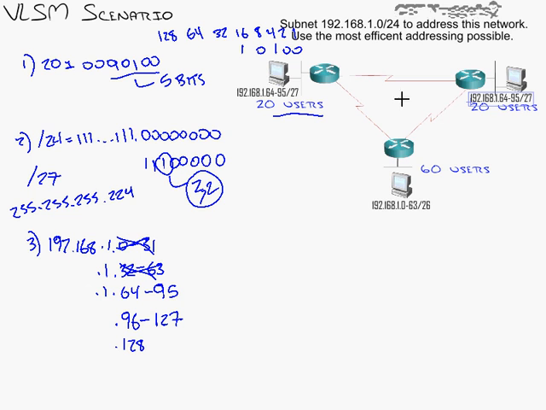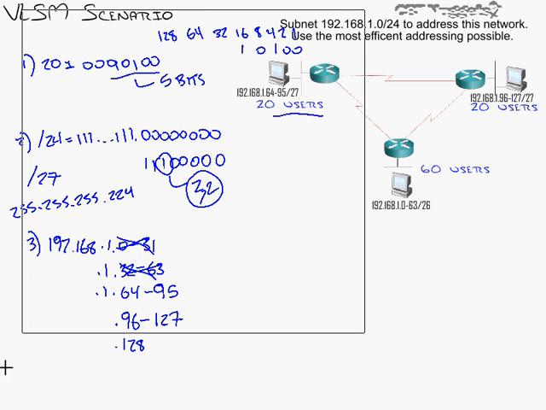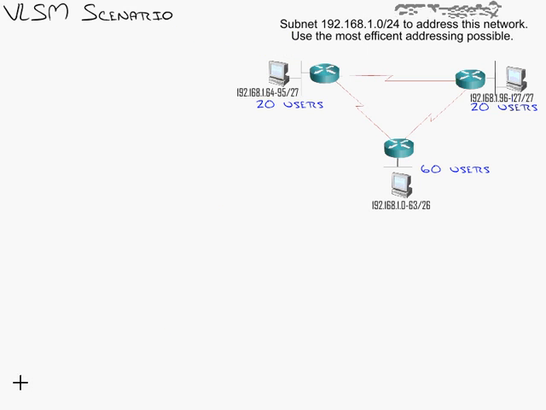And then I'll assign that second range over here to these 20 users. This will be 192.168.96 through 127 slash 27. Good. So now we've got both of those subnets completed up there, the two subnets of 20 users. And if you look, wham, there goes all our work again.